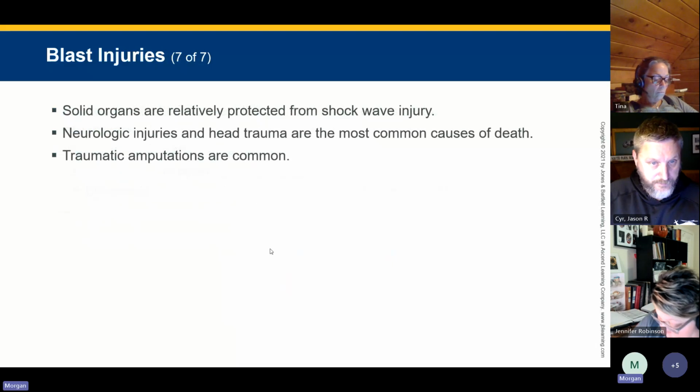Solid organs are relatively protected. They don't get affected much. Neurological injuries are the most common cause of death. Traumatic amputations are common, like legs, arms, stuff like that.